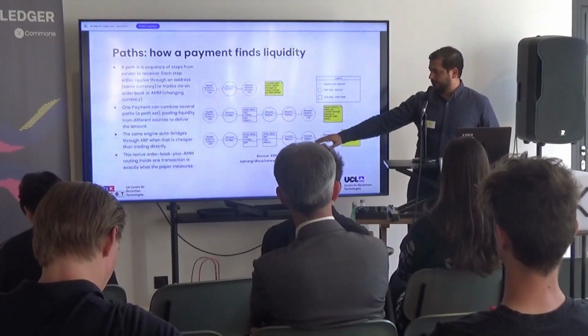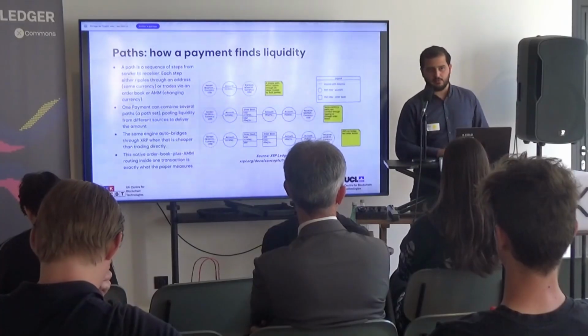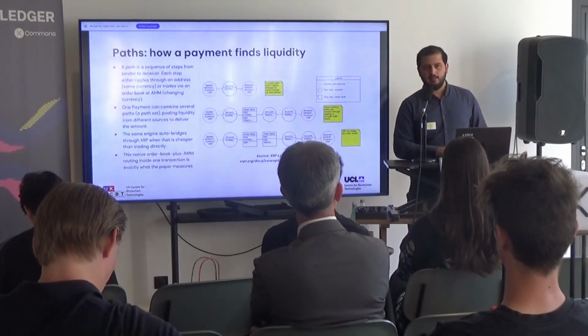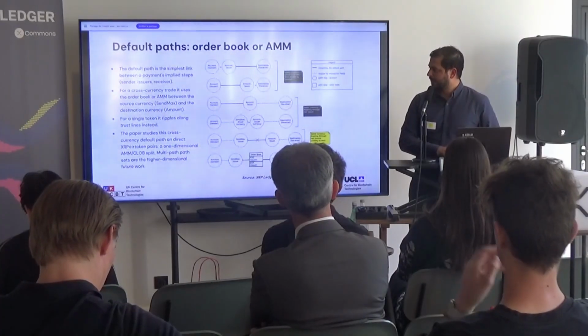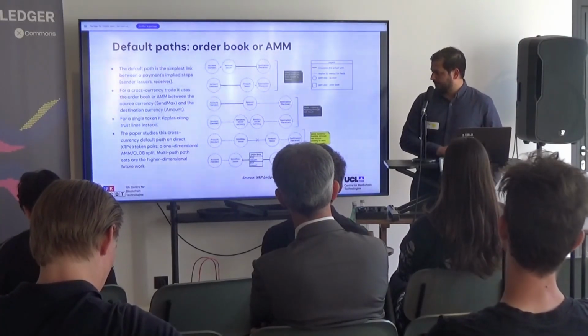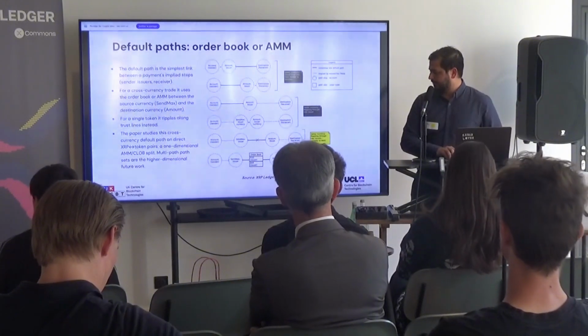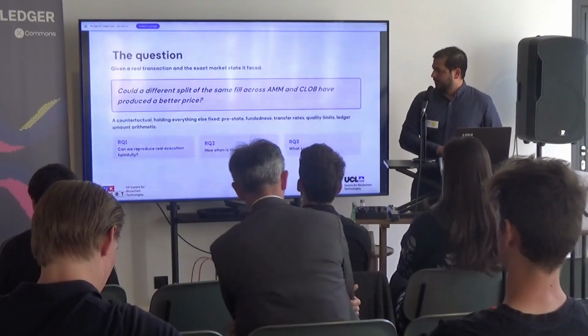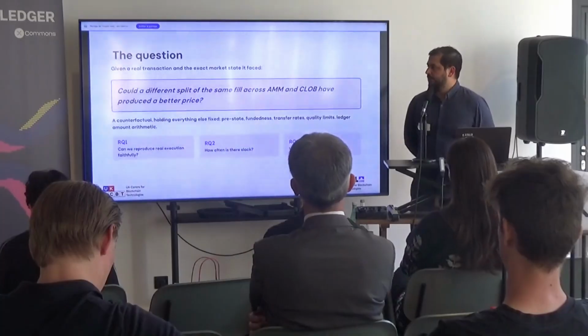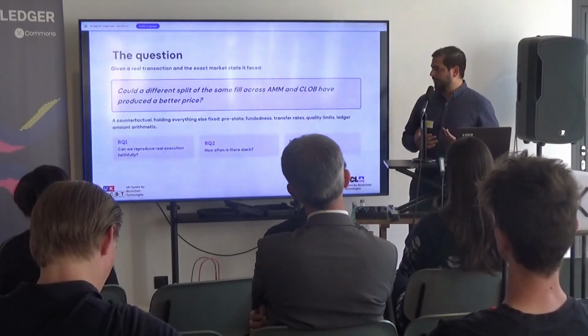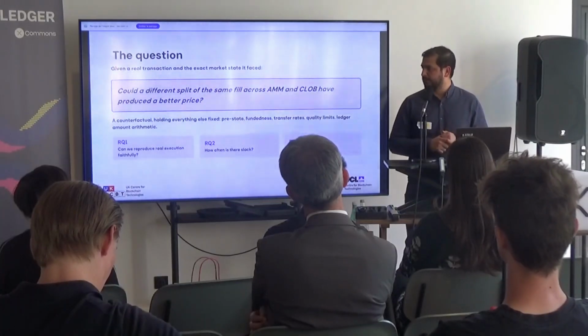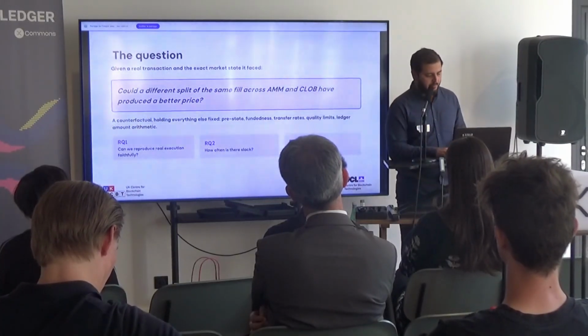This is out of the scope, but just to give you a brief introduction to what exactly we're trying to analyze with the smart routing. Yes, and this is another example of other things that can be achieved. Right, so for us, the question that we're trying to solve is, can we find a better path that can fill across the AMM and limit order book and then produce a better pricing?